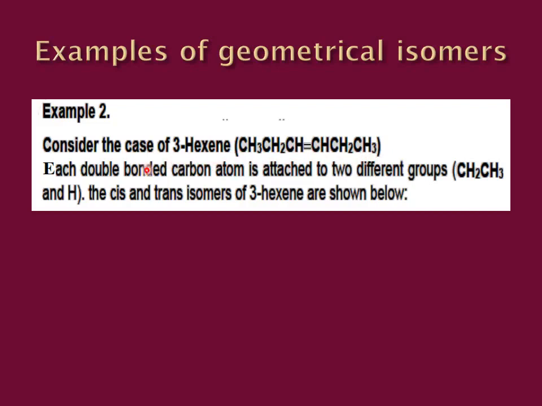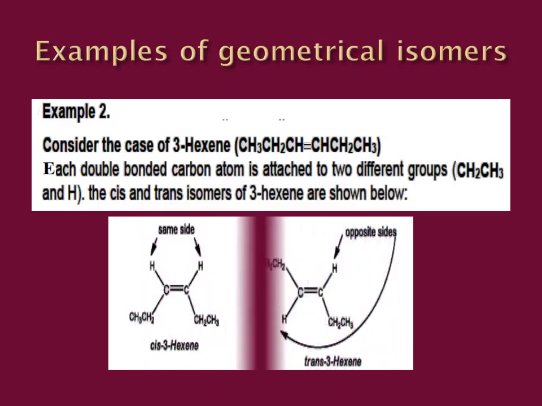Now you can see that in cis-3-hexene, the two identical alkyl groups are on the same side of the double bond and hydrogen atoms on the same side. Whereas in the trans isomer, you can see the identical groups on opposite sides of the double bond. That is why cis and trans isomerism is possible in such alkenes.